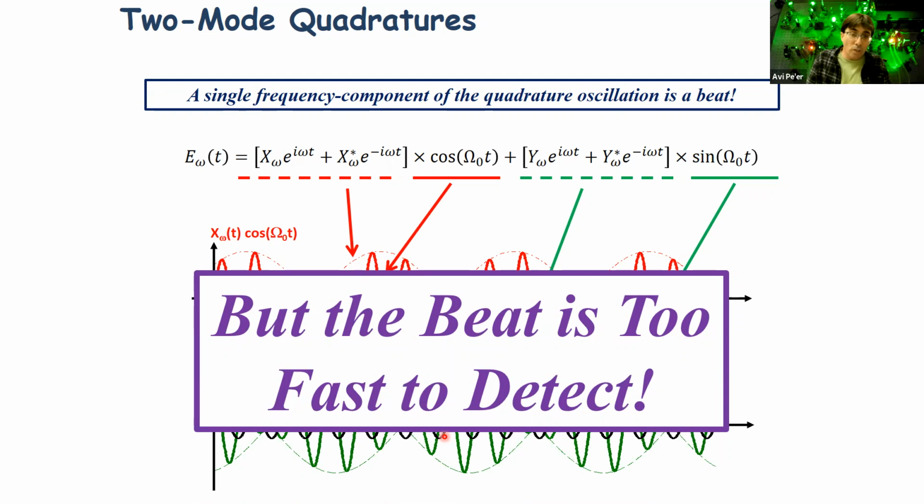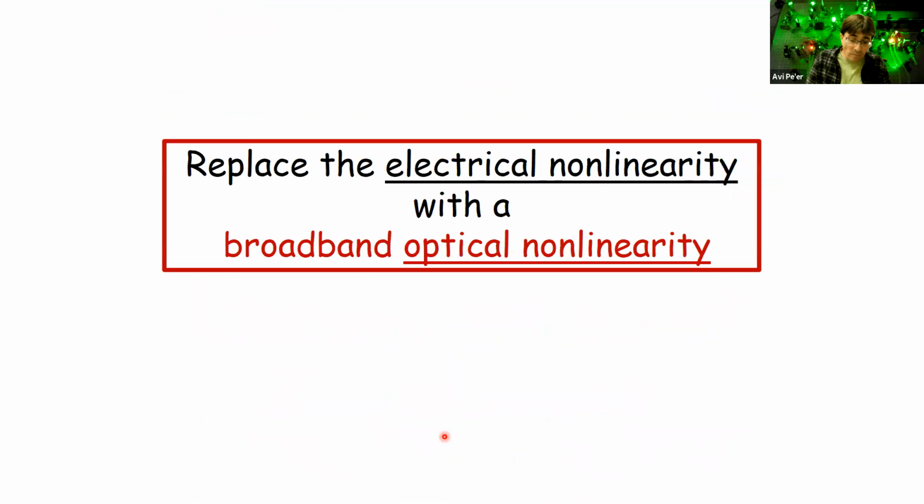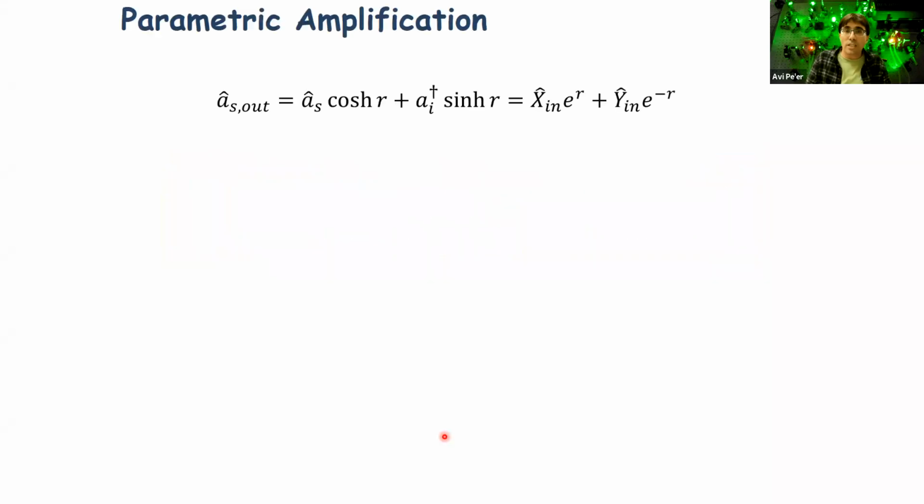So this is where we're going. And the main idea is, well, it's written here. It's too obvious right now. Replace the electrical nonlinearity with an optical one. Use a broadband optical nonlinearity for this. So let's talk about parametric amplification. And a parametric amplifier, if you think about it, is exactly what it does.